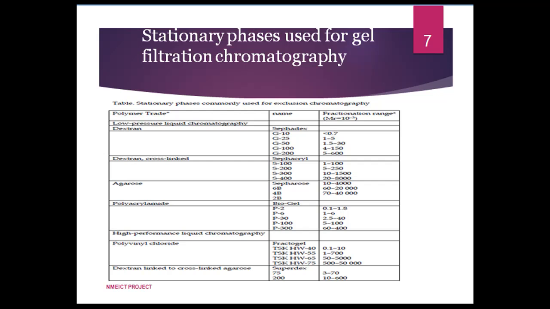In the same way, dextran linked to cross-linked agarose can be used in HPLC. It is known as Superdex, available as Superdex 75 and Superdex 200, which can again be used based upon the choice of the protein which you want to separate.